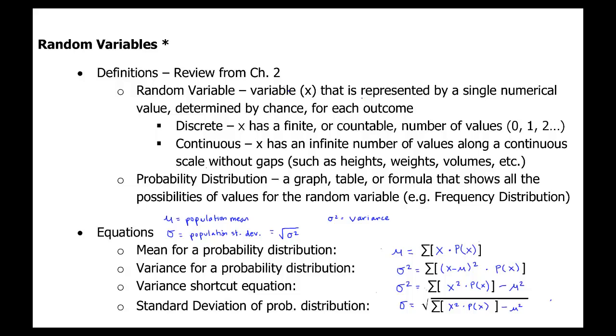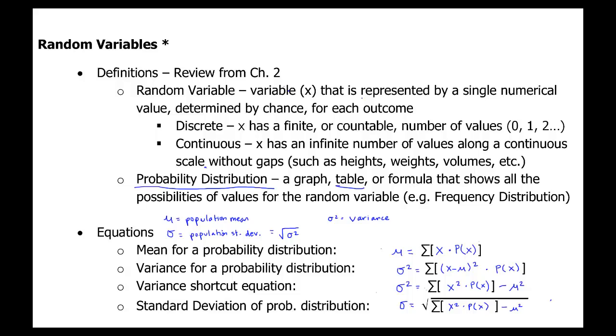The kind of table we're going to organize our information in is called a probability distribution, and we're typically going to be using a table because it's easy to organize your equations that way. It shows all the possibilities of values for the random variable. It's similar to a frequency distribution, except the frequency distribution showed how many were in each category, and the probability distribution is going to show the probability of each value, but they look very similar to each other.